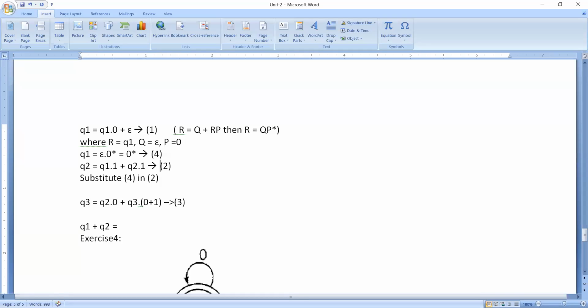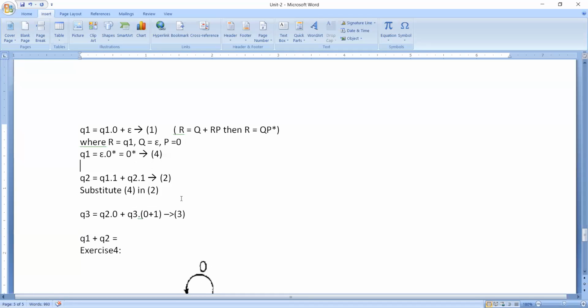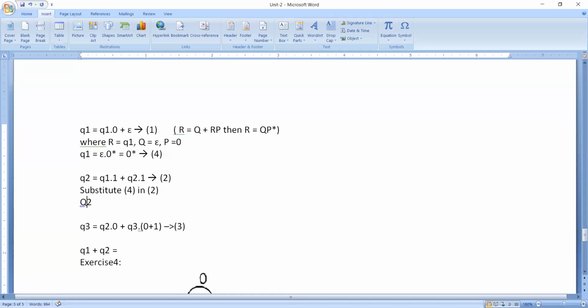Now I am going to substitute 4 in 2. Once I do that, it will be something like Q2 is equal to Q1 into 1. Already we know what Q1 is. The value of Q1 is 0 star. So Q2 is equal to Q1 into 1, 0 star 1, plus Q2 into 1.